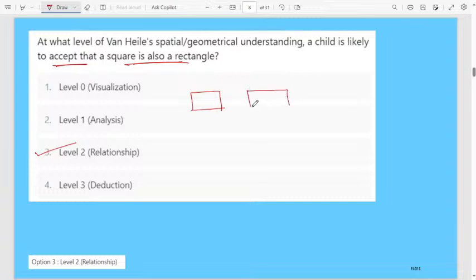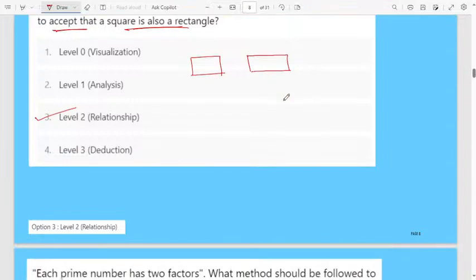A rectangle also contains 4 sides, 4 angles. But in the rectangle, all the angles are 90 degrees. Even in the square, all the angles are 90 degrees. But in the square, all the sides are equal. In the rectangle, opposite sides are equal. That is very important. That's why children at level 2 compare the relation between the square and rectangle. Why is the square also a rectangle? They start comparing at level 2.